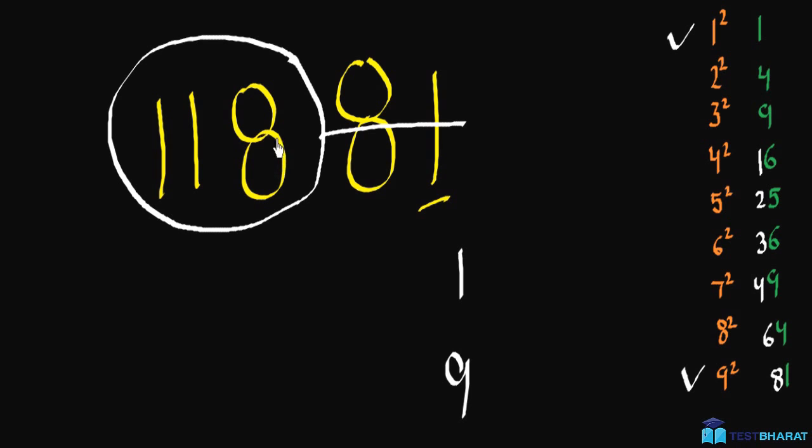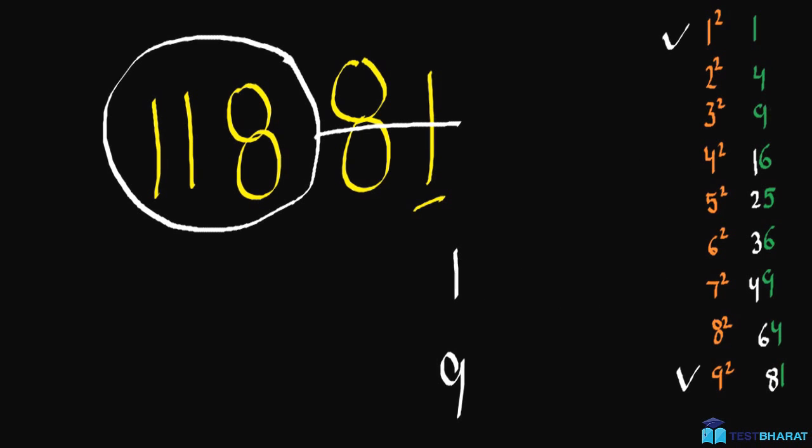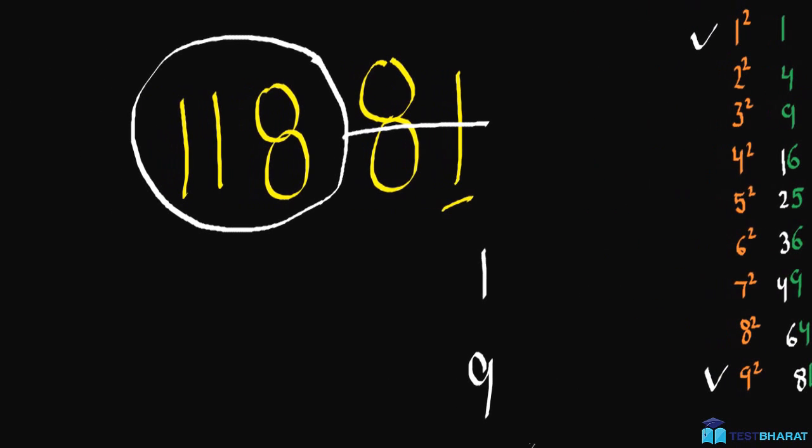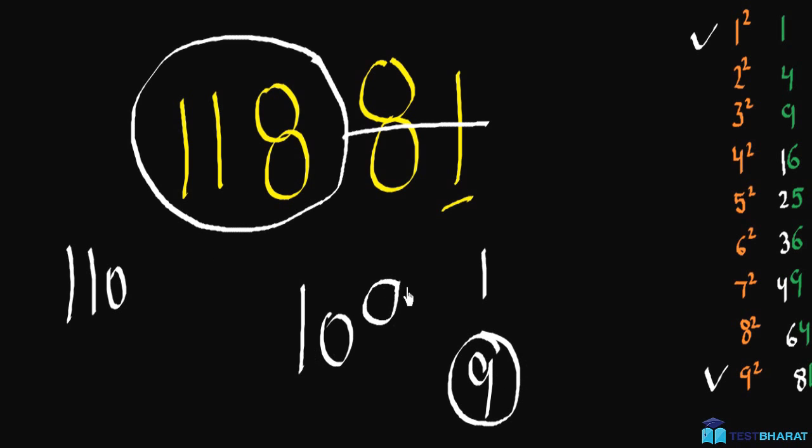So 118 is remaining. Now I'll compare 118 with the squares. So 118 will be between 11 and 10. 10 square is 100, 11 square is 121. So I'll take the lower one, that is 10. Now I'll multiply 10 with 11, that will give me 110. Now I'll compare 110 to 118. 118 is greater than 110, so I'll pick up the greater number. So 109 will be the square root of 11881.